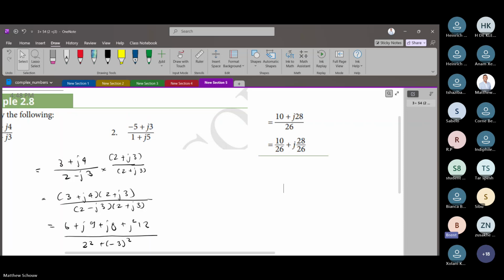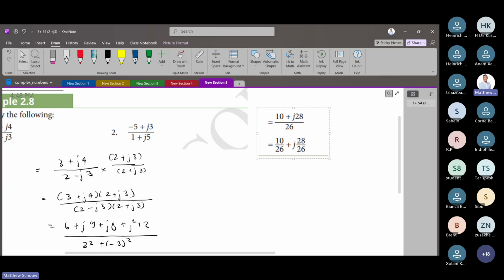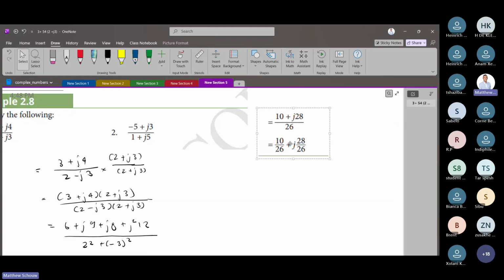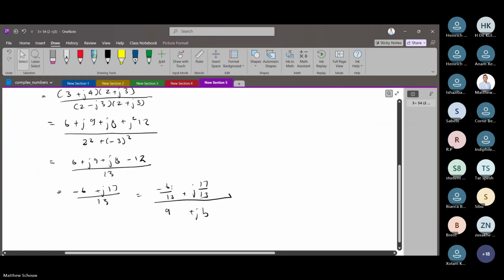So what should we do, number 5? Number 2, sorry. I don't know why I'm saying number 5. I think he wants the answer for number 1. Yes, number 1. The answer is negative 6 over 13 plus j17 over 13.